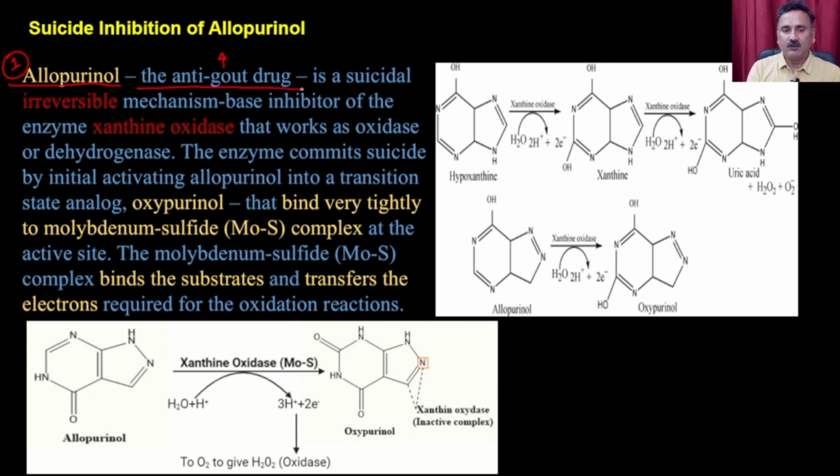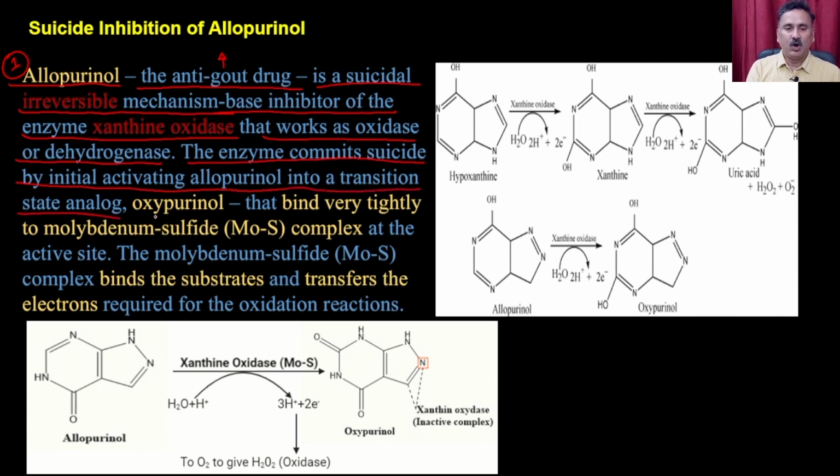So the anti-gout drug is a suicidal irreversible inhibitor, a mechanism-based inhibitor of the enzyme xanthine oxidase, which works as the oxidase or the dehydrogenase. The enzyme commits suicide by activating allopurinol into a transition state analog, oxypurinol, that binds very tightly to the molybdenum sulfide complex at the active site. The molybdenum sulfide complex binds the substrate and transfers the electron required for the oxidation reaction.